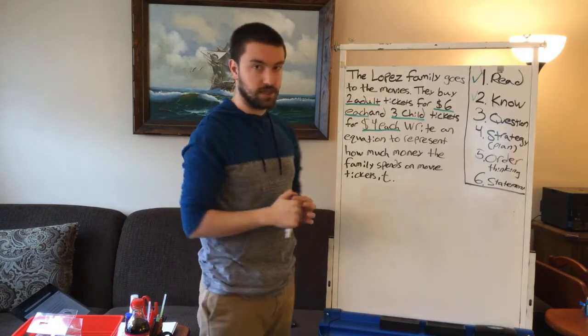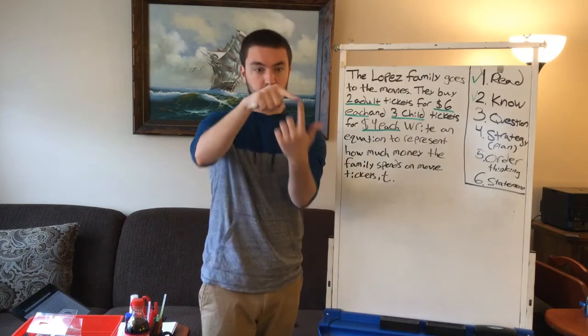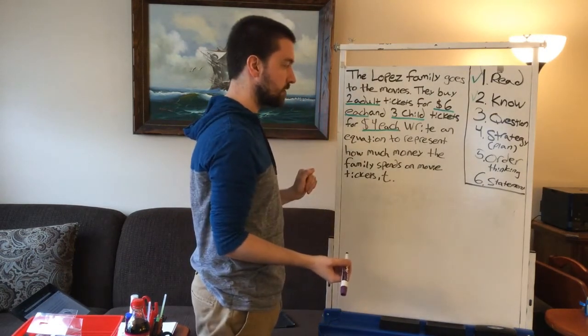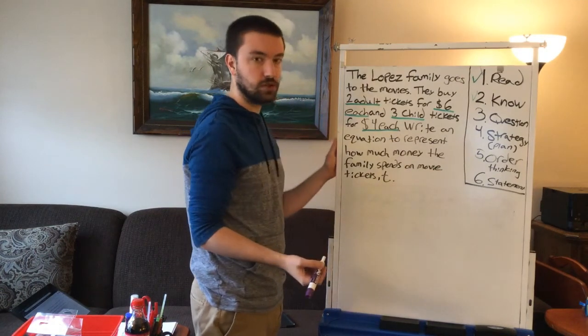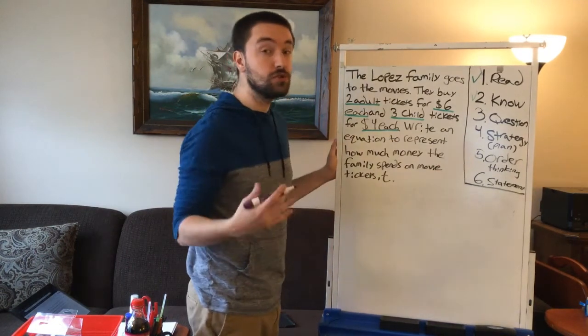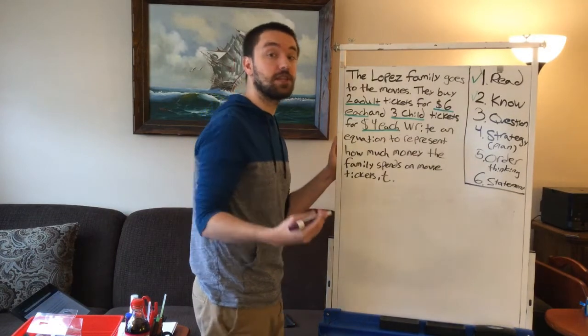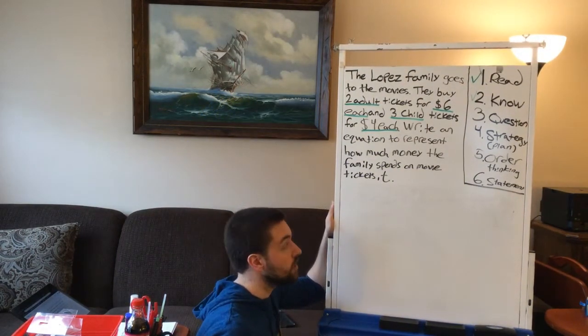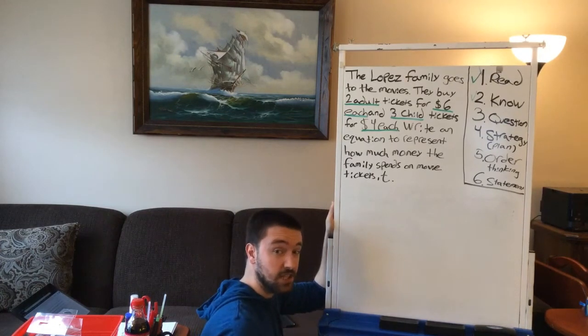Now I need to order my thinking. Well, I need to figure out adults and kids first. So let's do that. I know that they spent $6 each for 2 adult tickets, which means I need to do 2 times 6 to figure out how much money they spent on the adult tickets. Now, we learned in 3rd grade that whenever we're doing an equation and we see parentheses, that's what we do first.